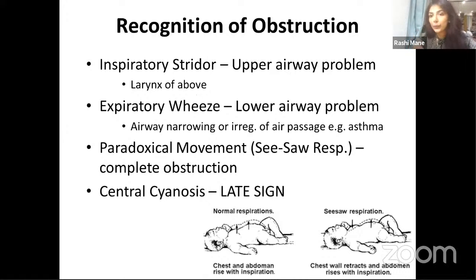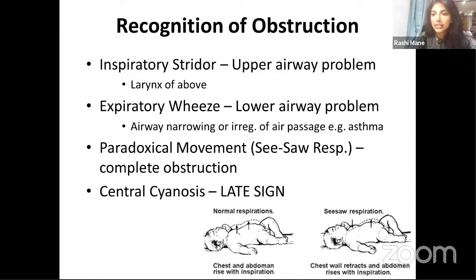So there are 4 different ways. If you have an inspiratory stridor, this is usually an upper airway problem. So that's where ENT comes into play. So this is larynx or above. When I say inspiratory stridor, this only happens on inspiration. So you're making a sound when you're inspiring, not when you're expiring. When you're breathing out, it's completely normal.